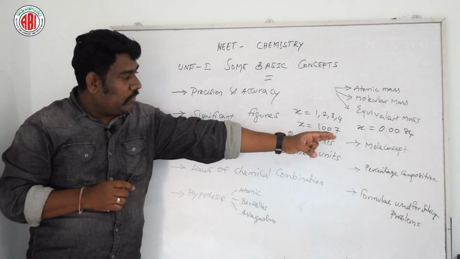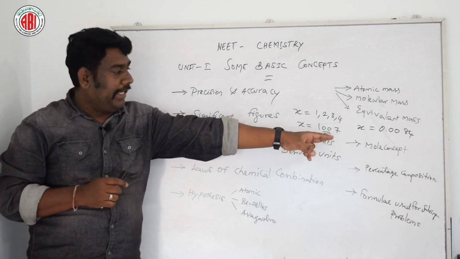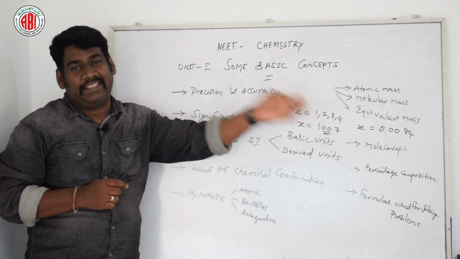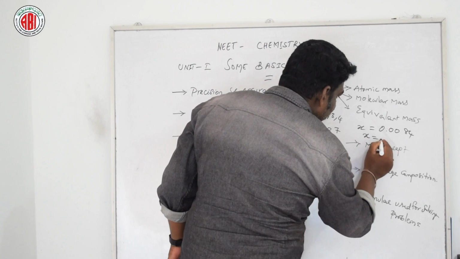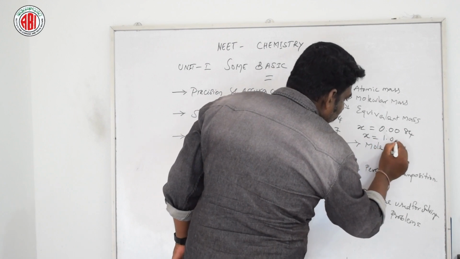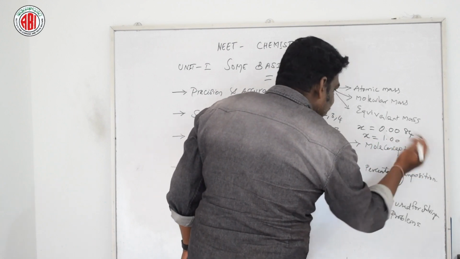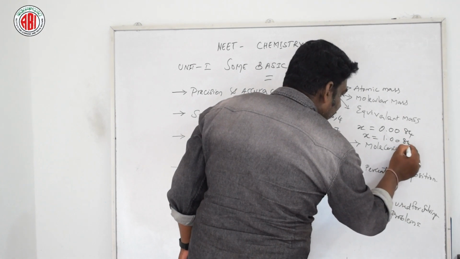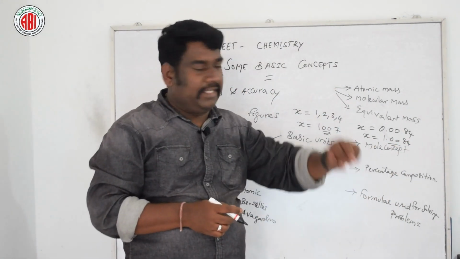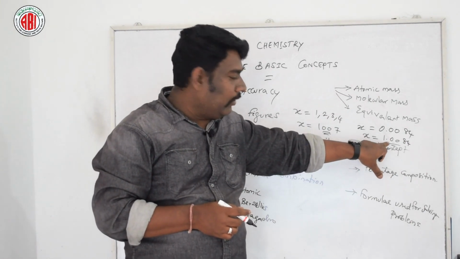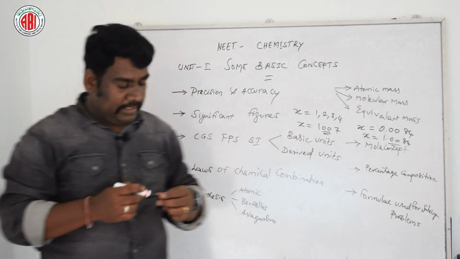If there is a whole number before the decimal point, then it is considered significant. For example, x = 1.00000 or 1.0084. Here it is said to have 5 significant figures, because there is a whole number before the point.